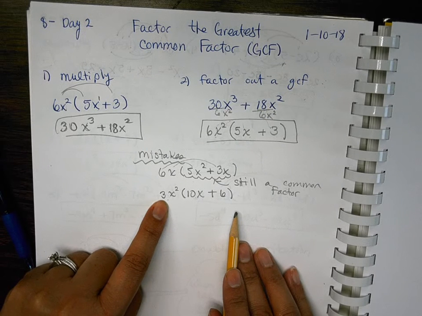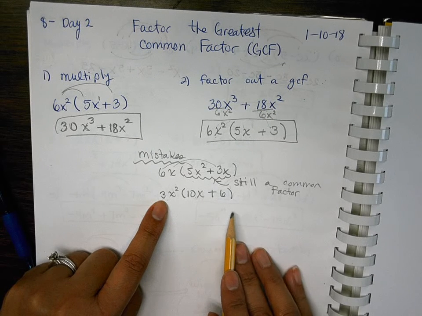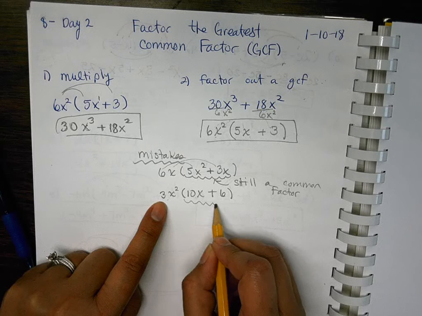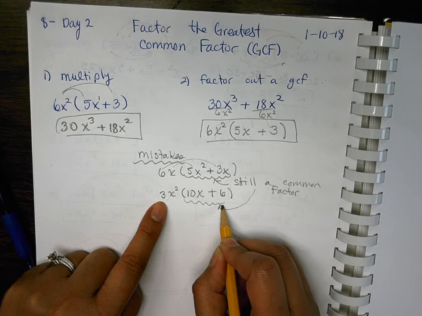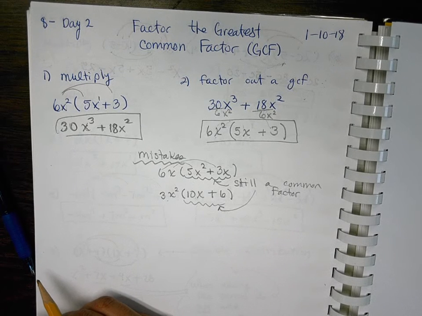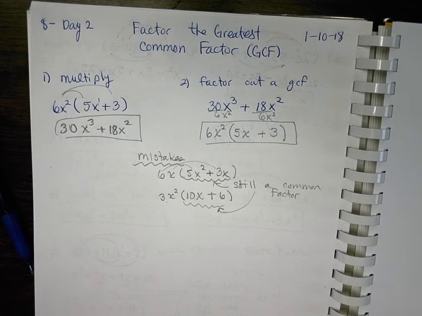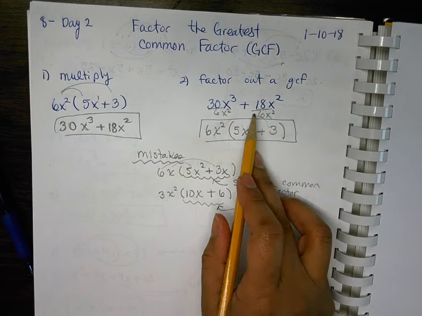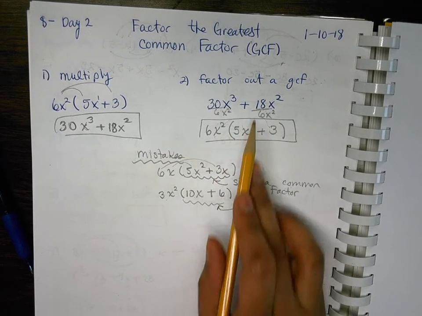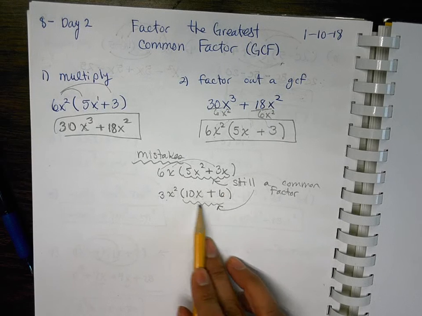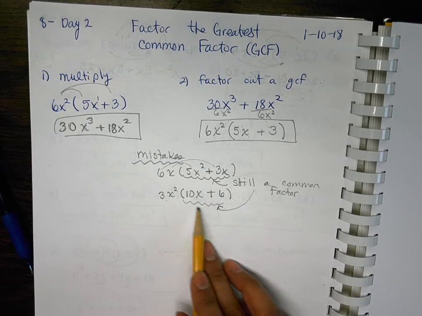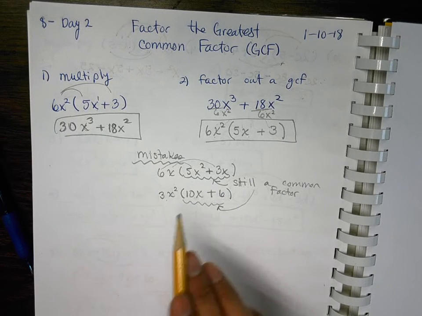Because I would mark this wrong if you gave me this. Right, you look in here, is there still a common factor? What is it? What still goes into 10 and 6? 2. Do you guys see that? Okay, so when you're doing these problems, what 2 things do you look for? 1, does it distribute to the original problem? And 2, is there still a common factor inside? If there is, this is not the right answer.